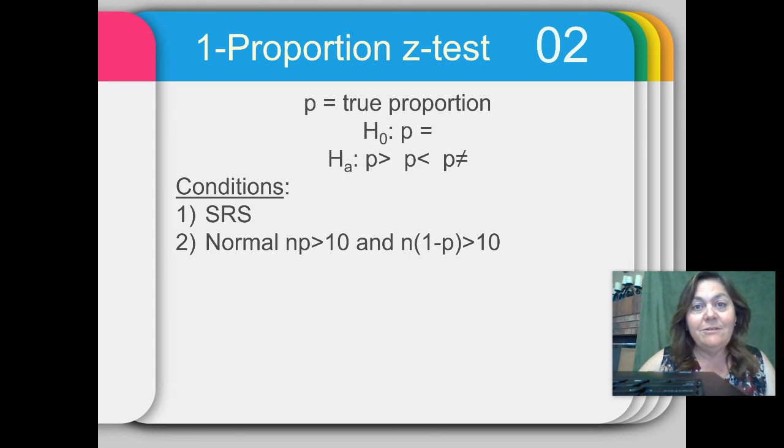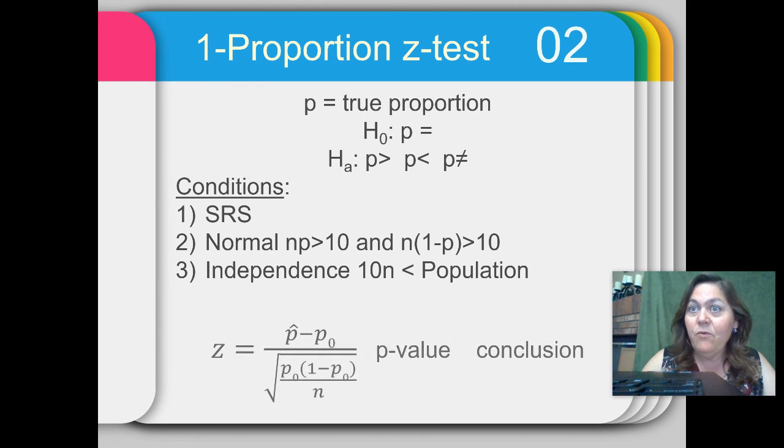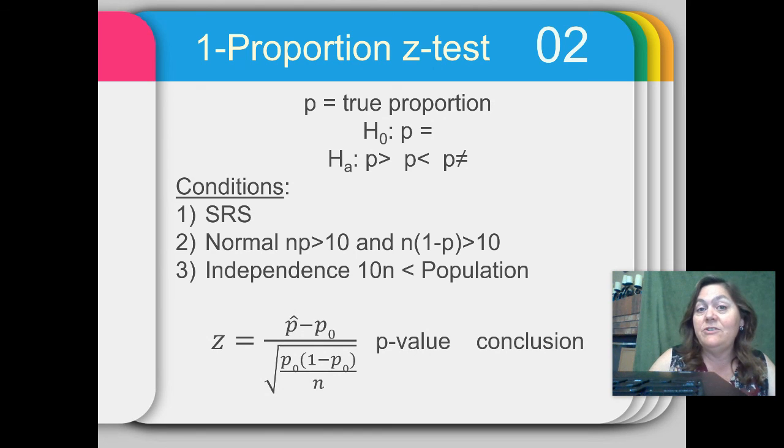However, that is not new to us. We did that for CIs, confidence intervals. We're still doing our large population test: 10n has to be less than the population, and that gives us the independence condition met there.